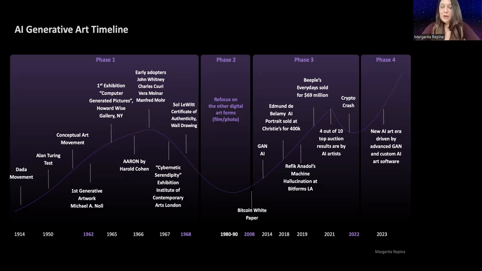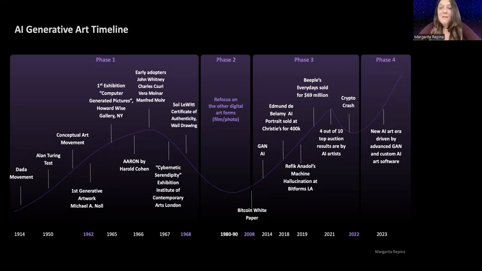During the second phase, in the 70s, 80s and 90s, we see a refocus on other digital art forms in the art market. There is not that much strong impact in this area, but we see a major rise of interest in the movement since the appearance of the Bitcoin white paper and, of course, the technology which tremendously changed the industry. I mean GAN models and CAN models.